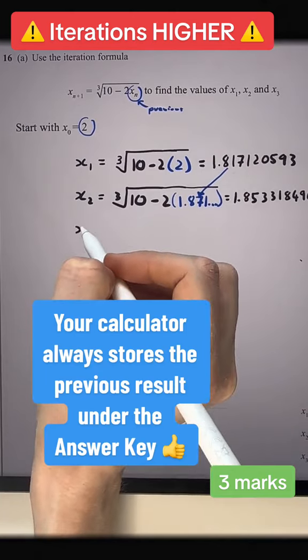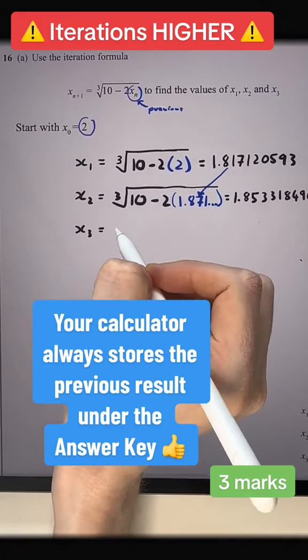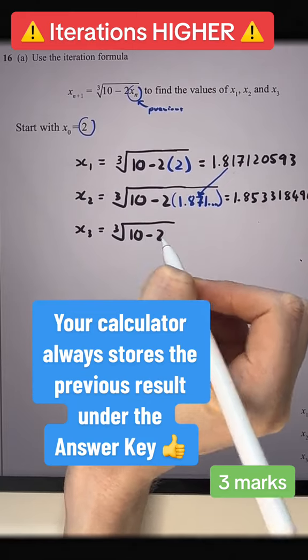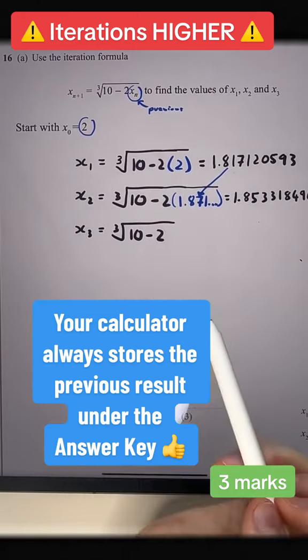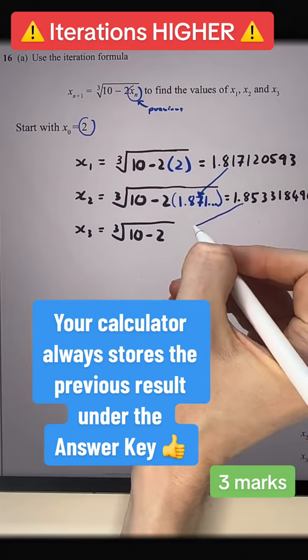Finally, to get my next value for x, in this case x3, again, I'm using the same iteration formula. So therefore, it's going to be the cube root. On the inside, it's going to be 10 minus 2 lots of my xn, where xn is always the previous value. So in this case, my xn is my 1.853 number.